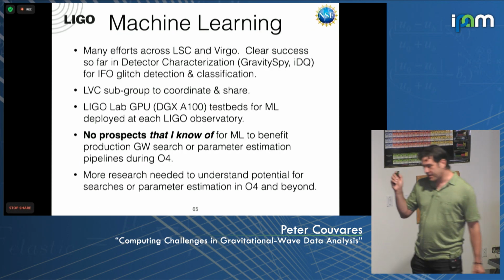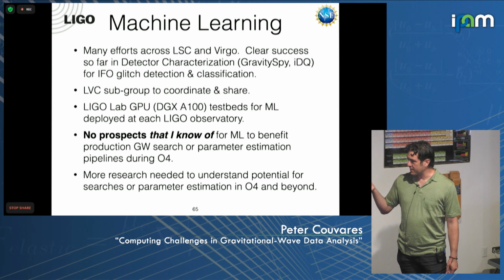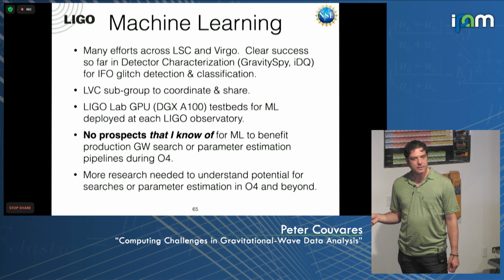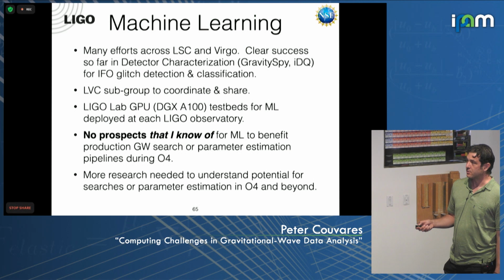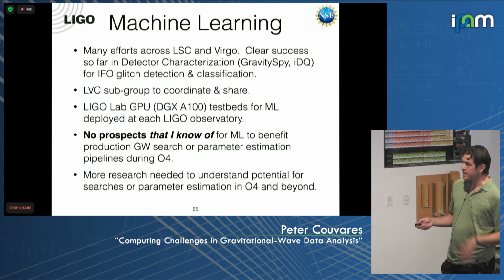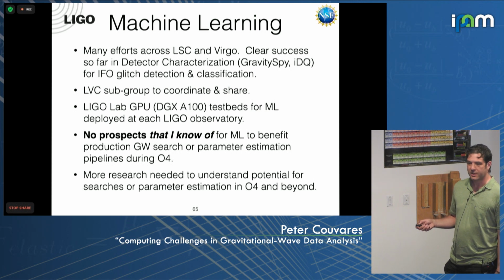Machine learning. I'm not going to spend a lot of time on this, but I'm going to be a little provocative. There might be 20 groups in the LSC, maybe more, maybe 40 groups in the LSC, that in their MOUs this year said they've got something going on with machine learning. There is clear success so far in detector characterization. Projects like Gravity Spy and iDQ, and I probably didn't mention a bunch, for glitch detection and classification. That's the poster child for ML work in LIGO and Virgo right now.